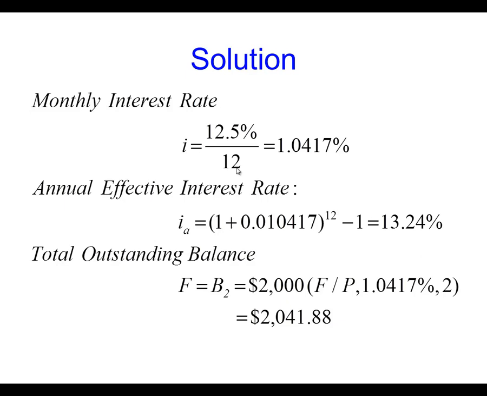Now, what would happen if you missed 2 payments? Then you will be charged interest of 1.0417% per month, and for the future amount after 2 months, you can use the formula as we did before and calculate that, and you will get $2,041.88, and that will be your calculation.